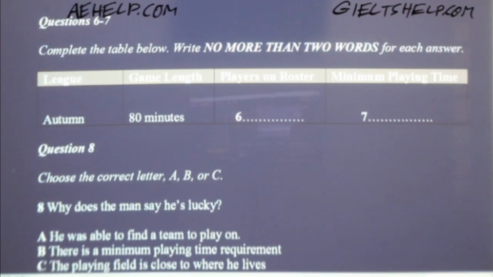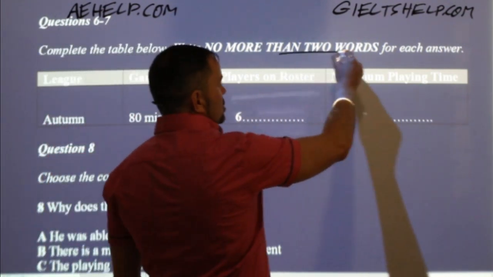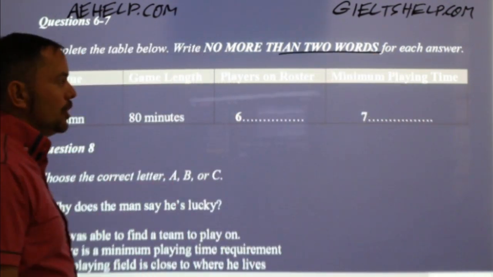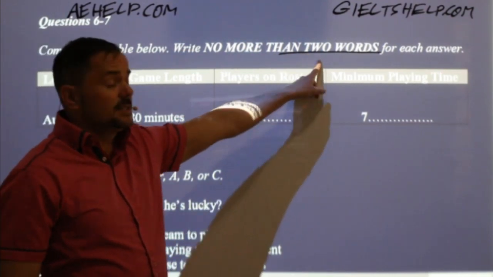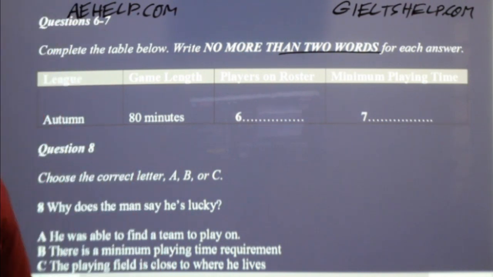Here we go. Then you had a table to complete. Okay, now be always really careful with the instructions. No more than two words. When you see this, it's a good chance that at least one answer will be two words. Thank you, Rangana, for answering that.